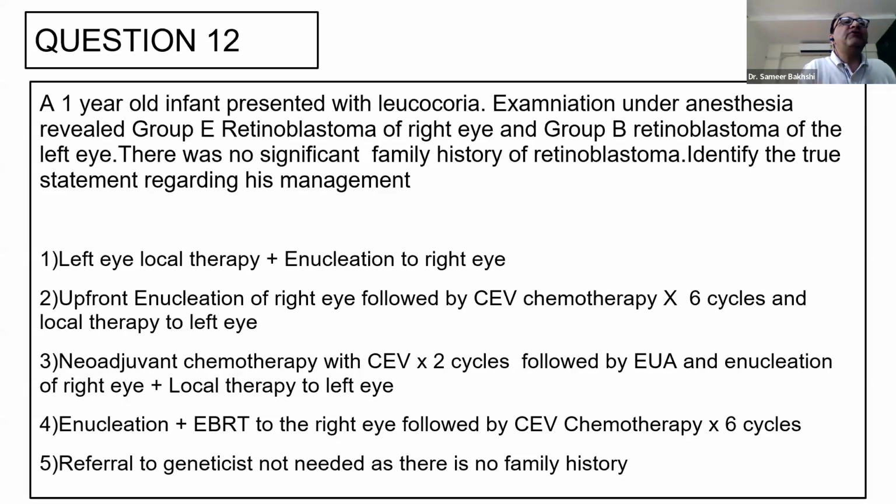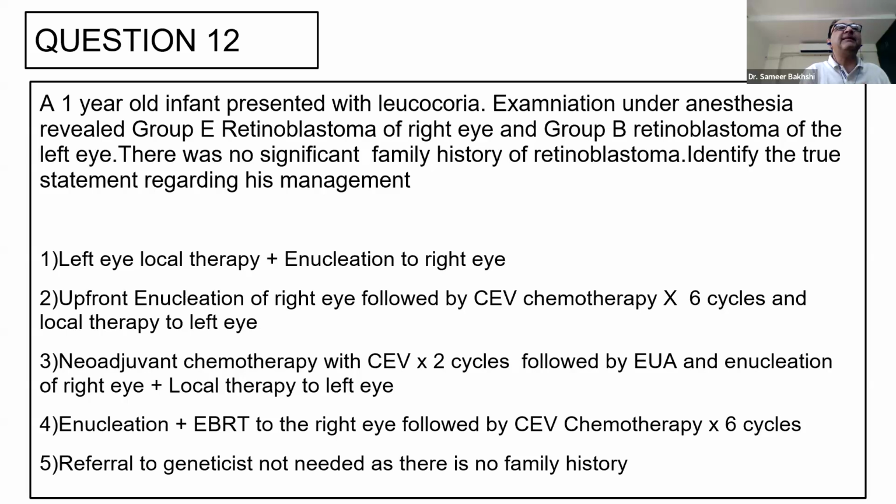Neoadjuvant chemotherapy with CEV 2 cycles followed by EUA and enucleation of right eye plus local therapy to left eye. Is it right or wrong? Yes, sir. So both 2 and 3 are right. You can also give chemotherapy first and then enucleate, because in any case you are going to give 6 cycles to this patient. Sometimes the patient may be hesitant for upfront enucleation. It gives time for the family to adapt.